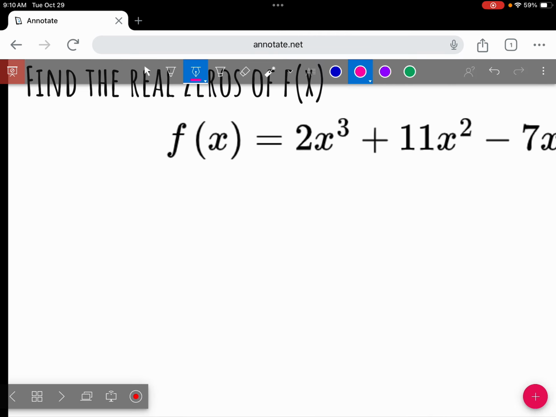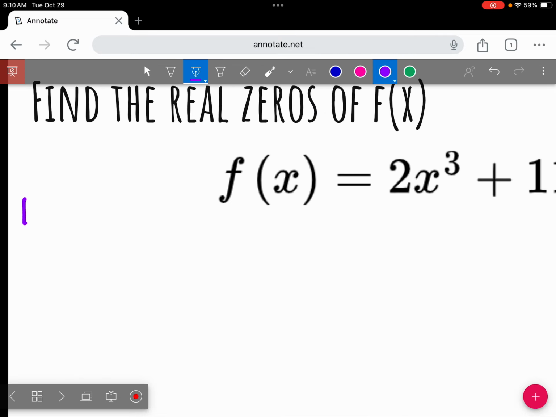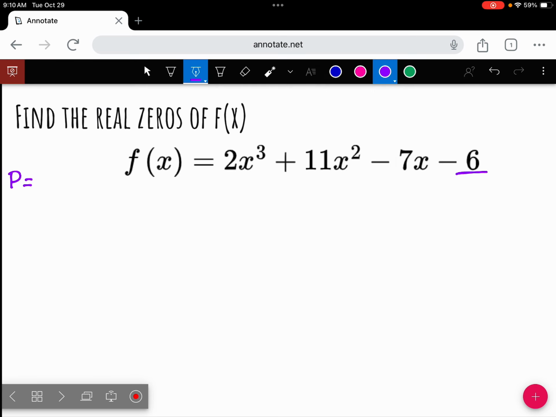So we're going to start with finding our list of all possibles, which means I need to know what my P is. What is the value of P? It's this guy down here. So it's going to be our 6. And what is our Q? It's our leading coefficient. This guy is Q.